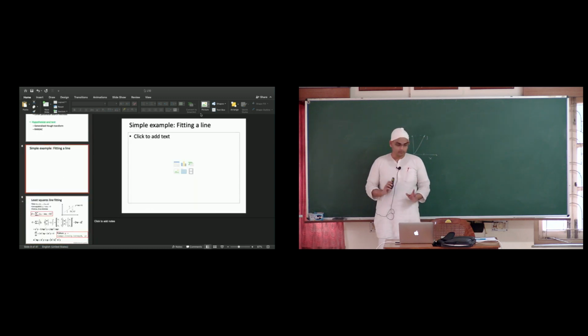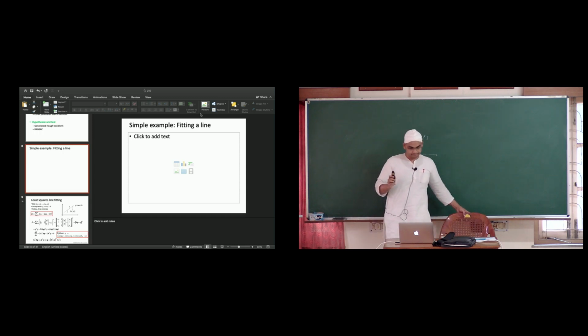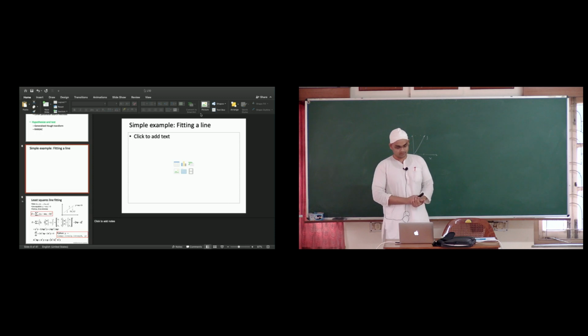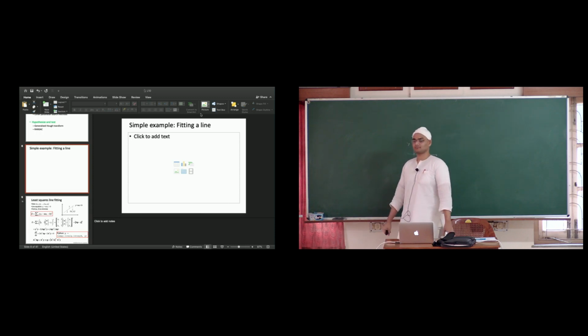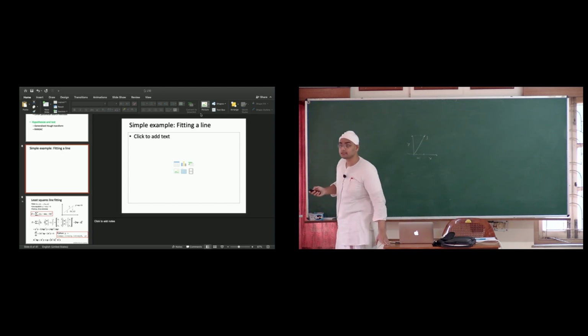So let us start with a simple example. Fitting a line. We will try to fit a line with the least square method. How is that done? Linear regression, but I give you some points. You come up with any random line, whatever you can think about, and then find the error. Minimum of the sum of square error, yes.